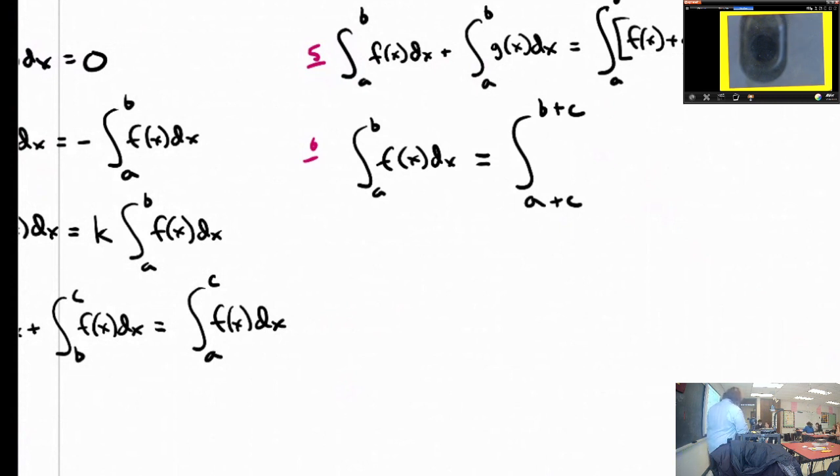A plus c and B plus c. But if you do this, you have to also slide the function the same number of steps to the right. So you'd have to have it be f of x minus c dx inside that integral. That would give you a horizontal translation of the same area under the curve. Pretty cool.